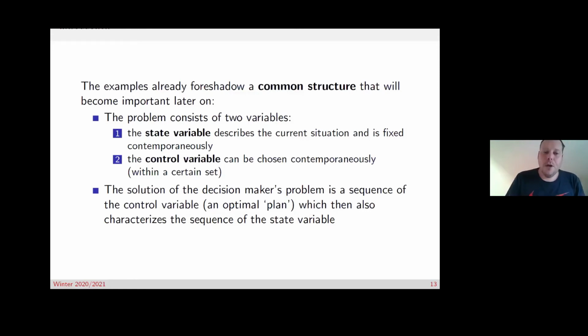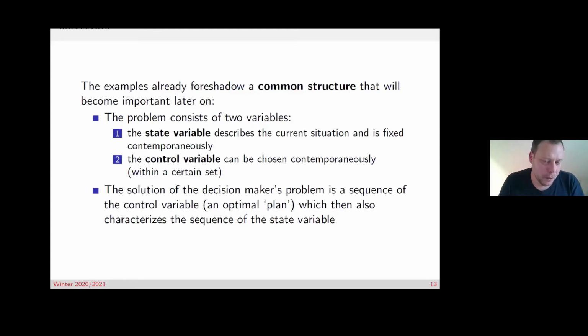Okay, and what we are after. So what would be optimal behavior? Optimal behavior would be the sequence of control variables. So basically, the optimal plan that you would like to pursue, which then, on the other hand, also describes the state that you are in.